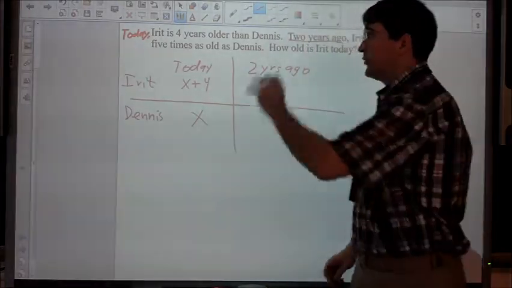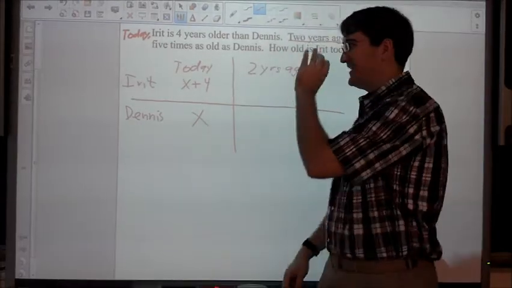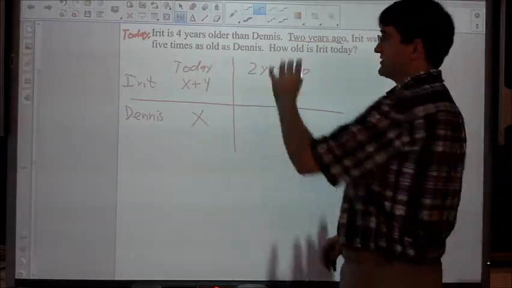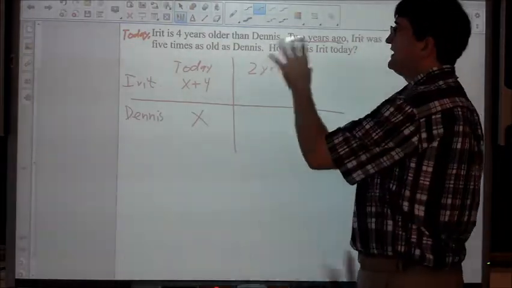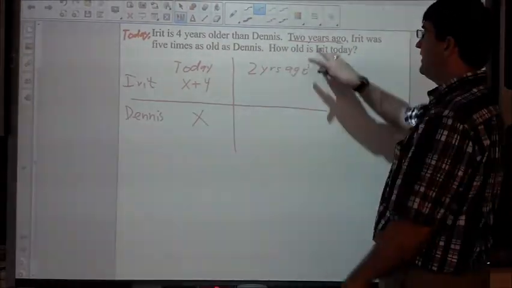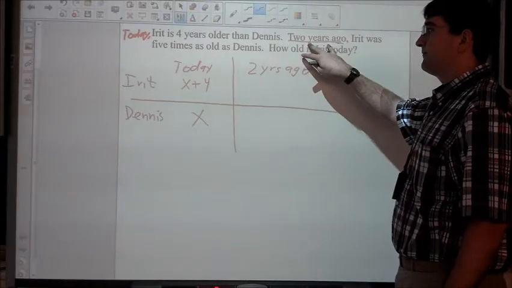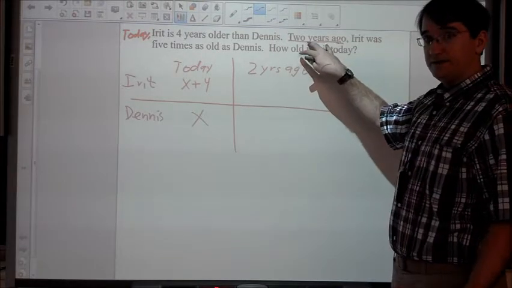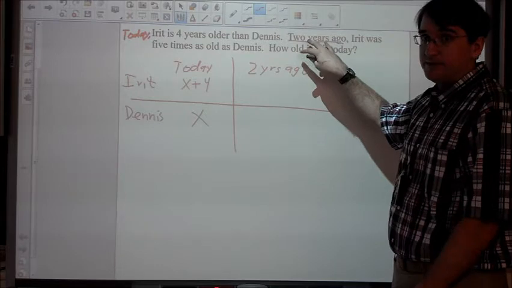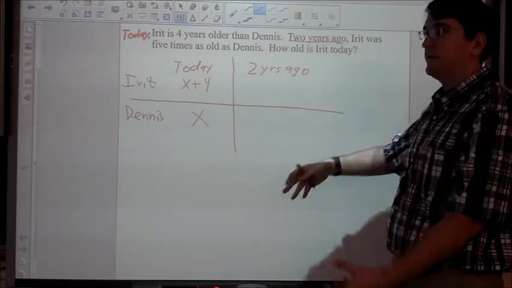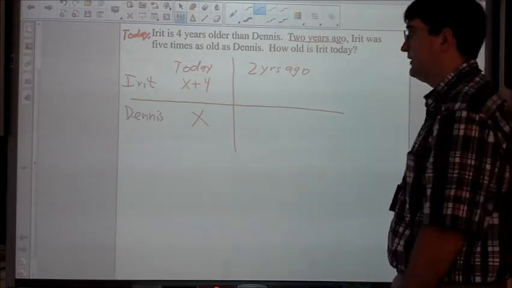So we have that. We're going to go in order. This is very important. So we get today's information here. I start with that first piece of information. Today, Arit is 4 years older than Dennis. 2 years ago, meaning if Dennis is 10 now, then he'd be 8 2 years ago. If Dennis is 12 now, he'd be 10 2 years ago.